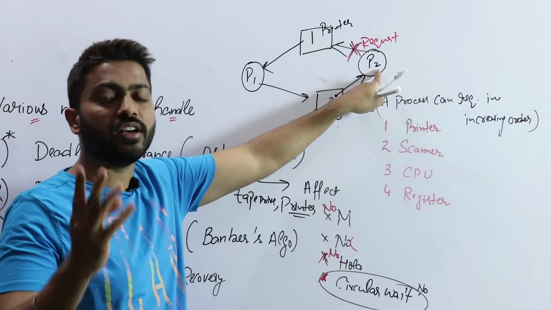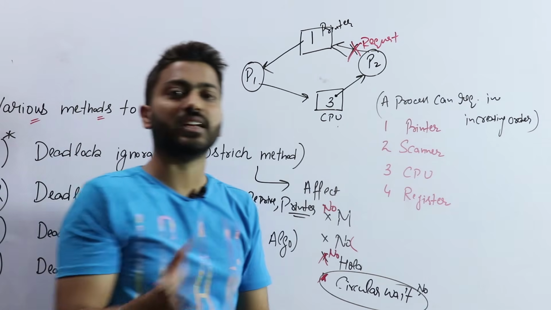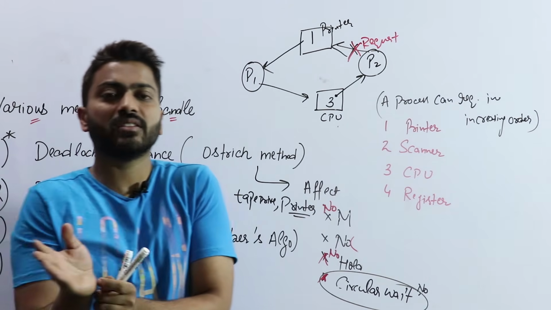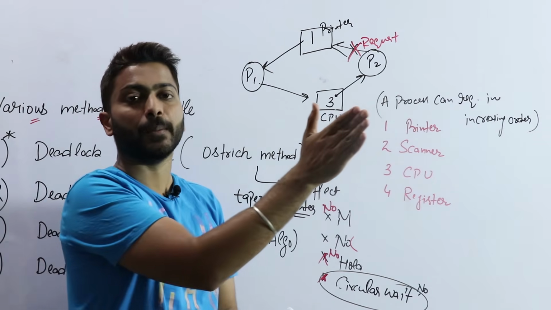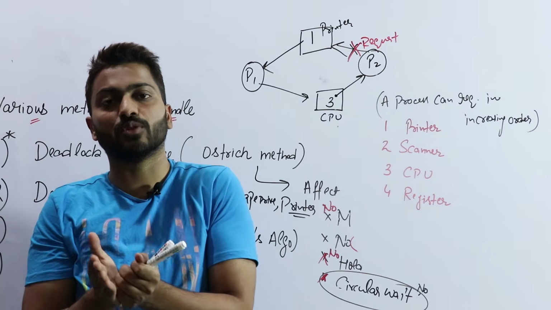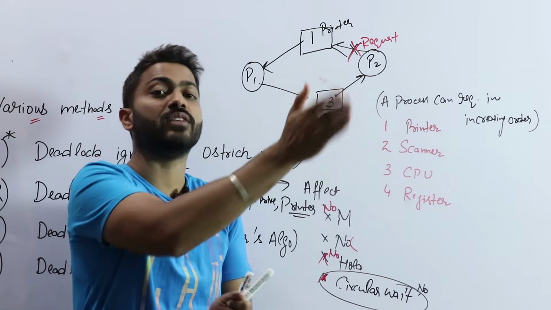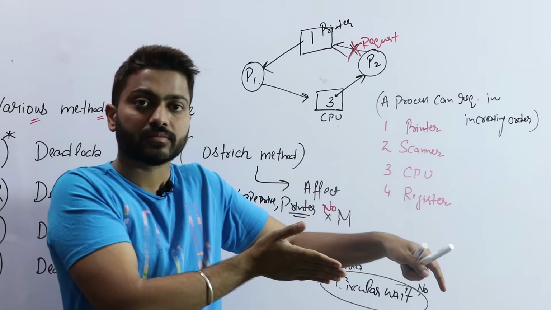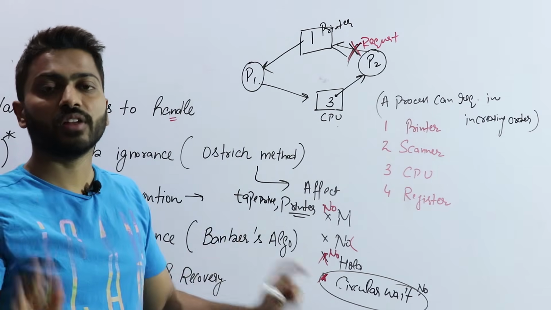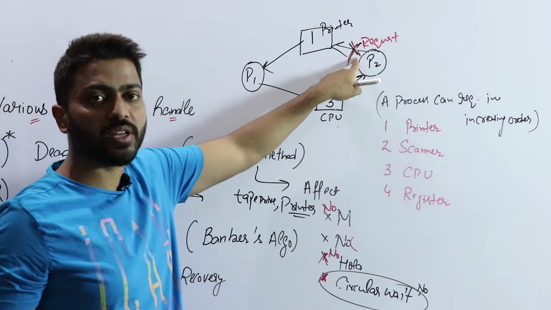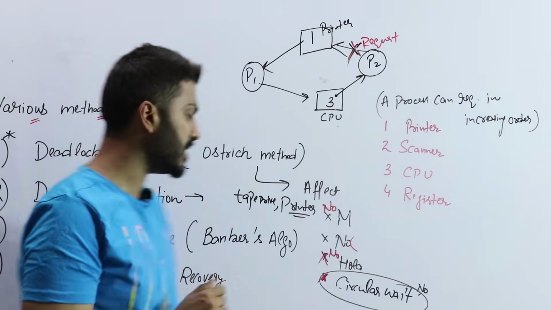Now P2 says I need resource number 1. No, the request number cannot be less. So the simple meaning is a process can request for a resource in the increasing order only. Means if a process says I need the resource number 3, no problem, it can have 3. Next time it can request for 4, 5, 6, not the lower one. By doing this, we will simply remove the circular wait condition. So when the circular wait condition is removed, we can simply say deadlock will be prevented. This is the simple meaning.